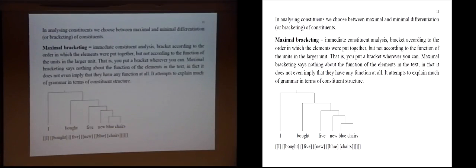So this one, you bracket according to the order in which the elements were put together. Like I just read, blue chairs, then new blue chairs, 5 new blue chairs, bought 5 new blue chairs, I bought 5 new blue chairs. But this doesn't say anything about the function of the elements in those structures, right? So you put a bracket wherever you can, and it says nothing about the function of the elements, and it doesn't even imply that there is any function. It attempts to explain much of the grammar, though, in terms of this structure.